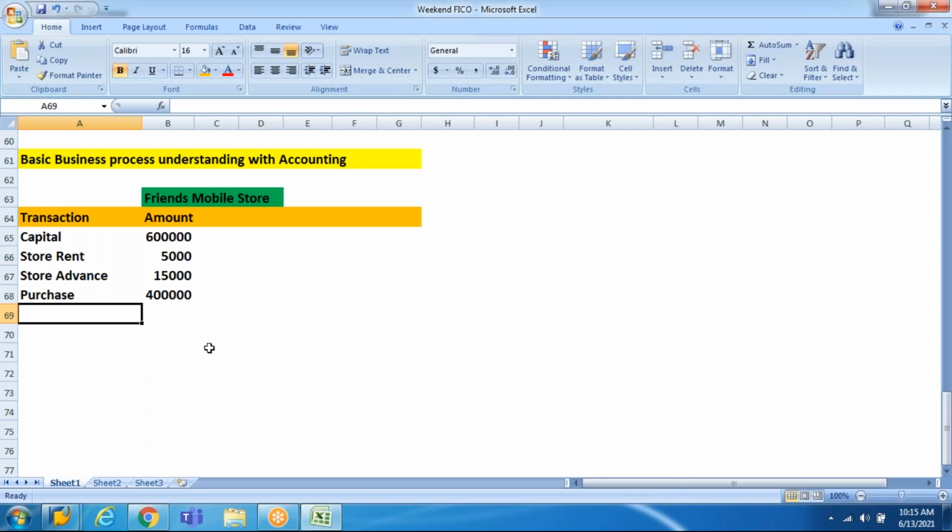So if you purchase for 4 lakhs, what would be the amount that you would have sold for? Plus profit. So let us take 5 lakh 50,000. We purchased for 4 lakhs and we sold for 5 lakh 50,000.